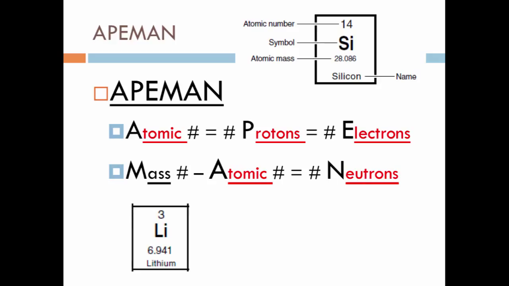Okay, so let's do one more practice with lithium. So look at lithium's atomic number is 3. So that means it has 3 protons and 3 electrons. Looking at its mass number, now it's 6.9, which rounds to 7. So what is 7 minus 3? 4, meaning how many neutrons do we have? We have 4.